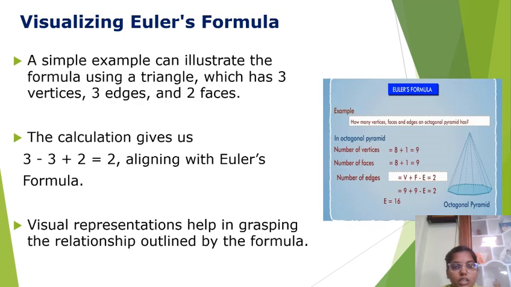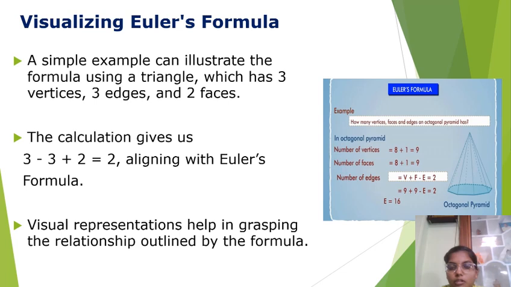Visualizing Euler's formula. A simple example can illustrate the formula using a triangle, which has three vertices, three edges and two faces. The calculation gives us 3 minus 3 plus 2 equals 2, aligning with Euler's formula. Visual representation helps in grasping the relationship outlined by the formula.